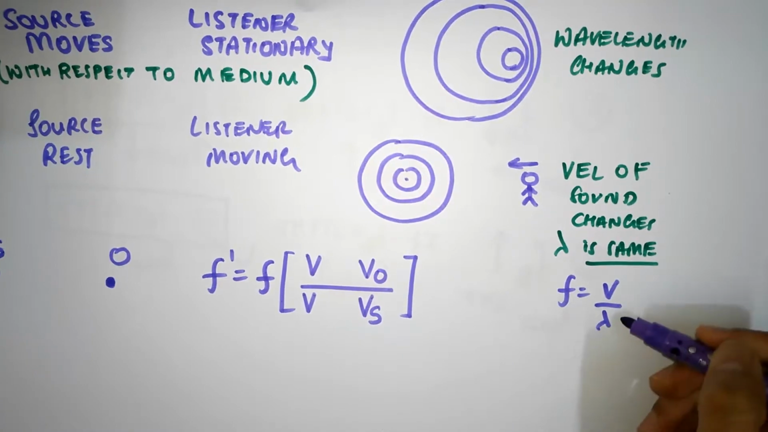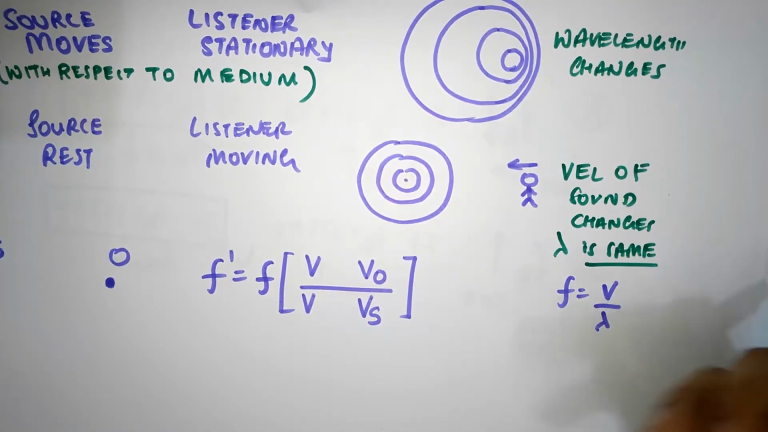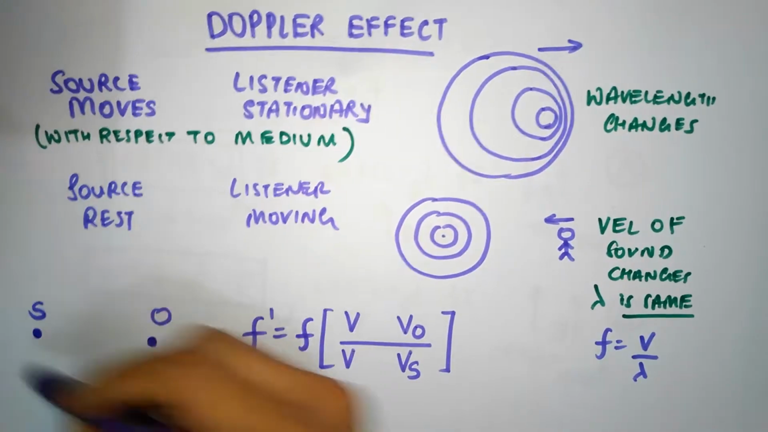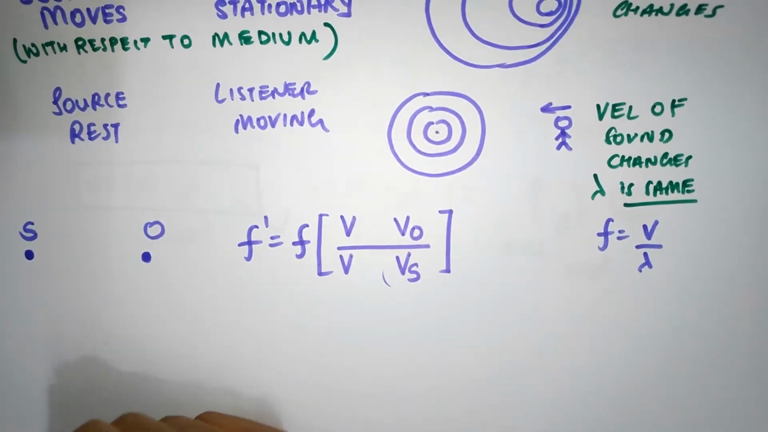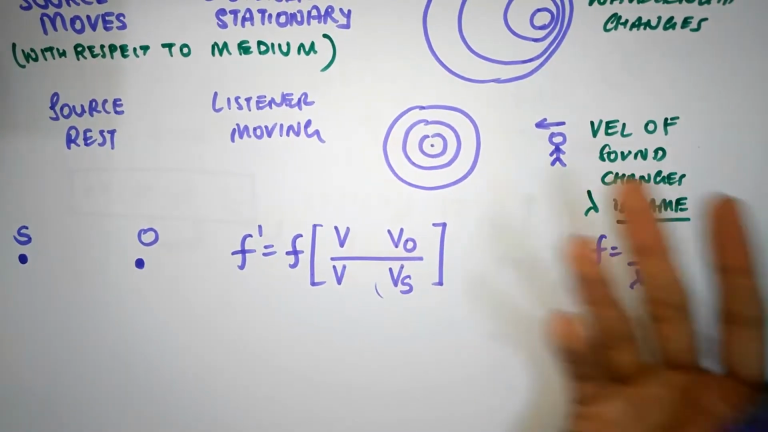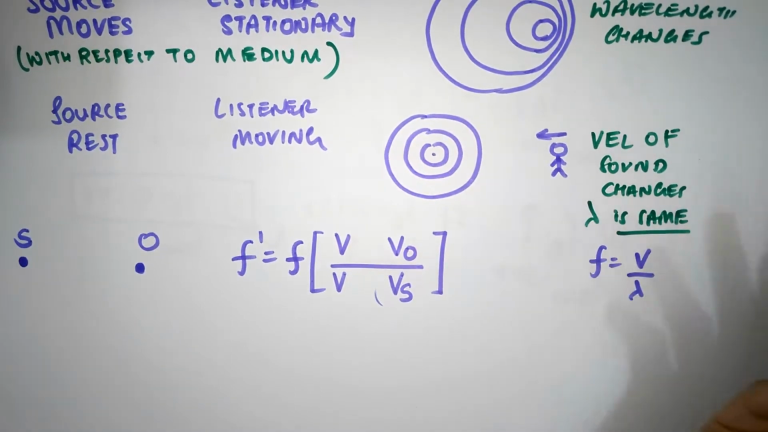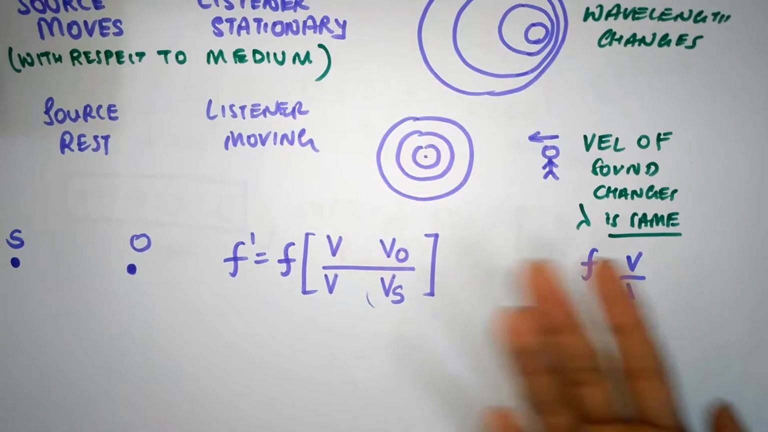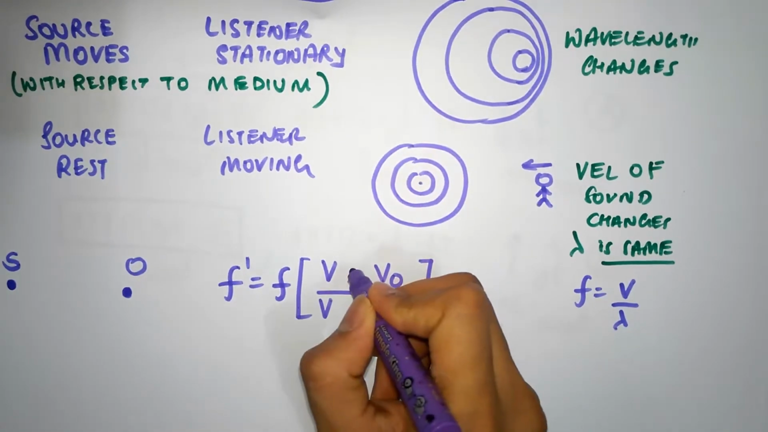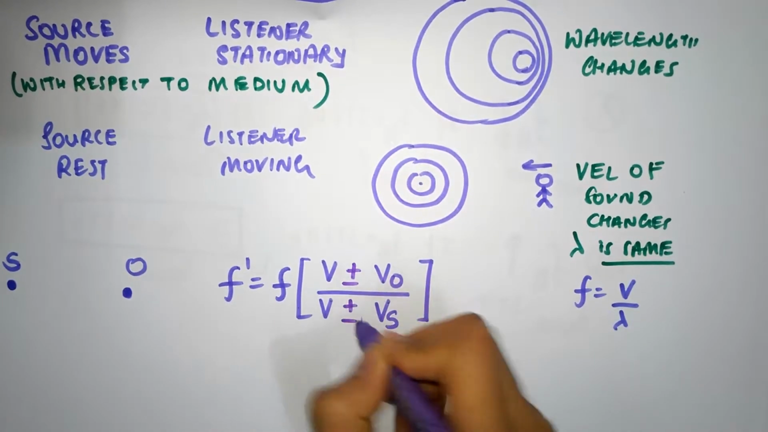And the denominator has lambda, and lambda changes due to whom? Well, lambda changes due to the source moving, and therefore the source motion comes in the denominator. That's how I like to remember it. And it's kind of true, I think. Yeah, it is kind of true. That's the reason. But anyways, then you can have plus or minus signs.